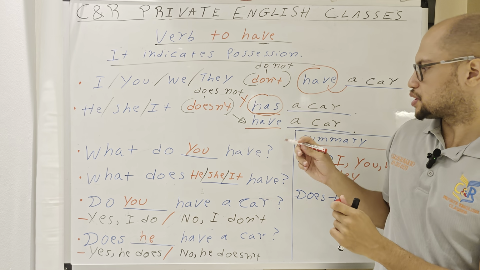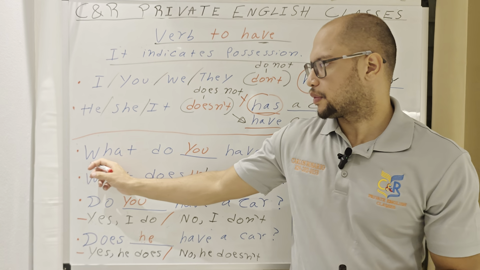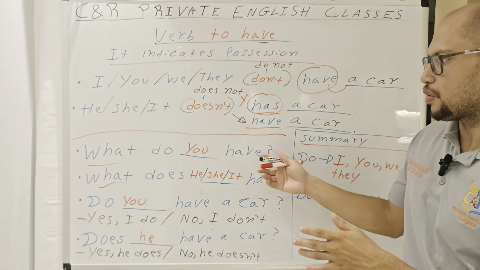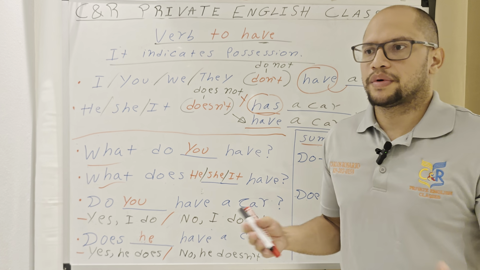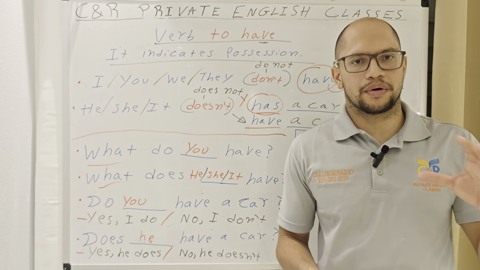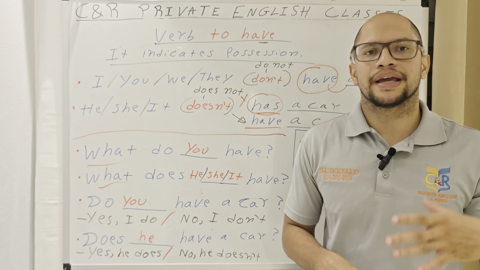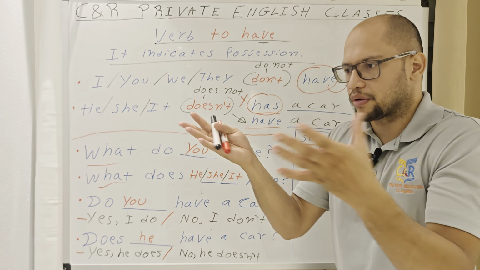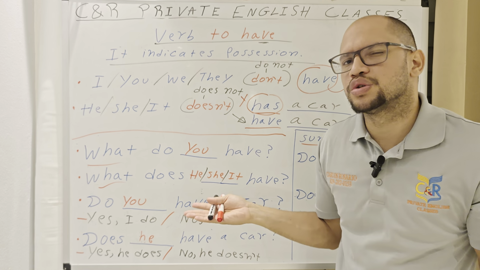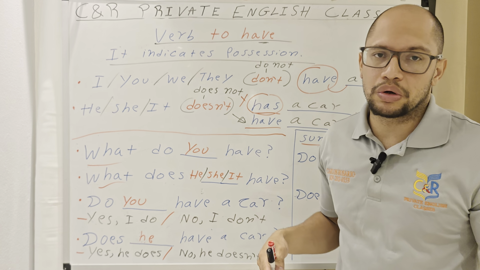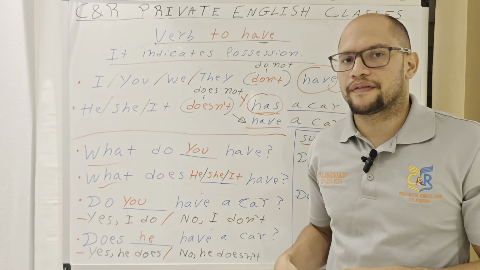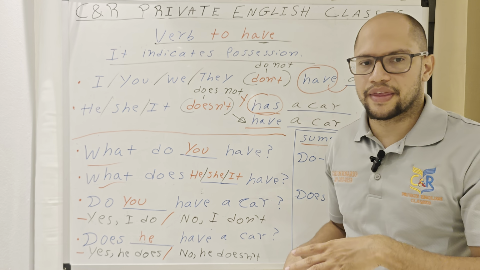Also, we can make questions with what? Like open questions. Hey, what do you have? I have a car, I have a cell phone, I have a motorcycle, I have a whiteboard, etc. That's an open question. What do you have? Give me a list. You can also include some things that you don't have. Well, I have a car, but I don't have a motorcycle. I have this, I have that, etc.